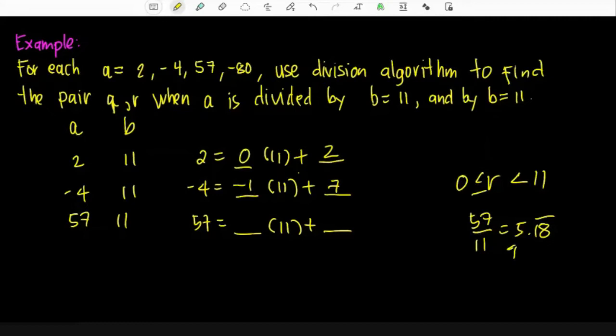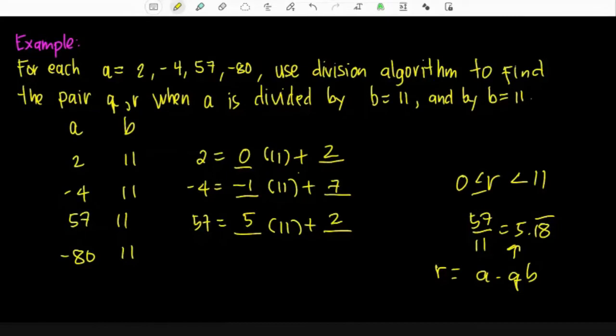So hindi naman mahalaga kung ano yung decimal. Ito yung mahalaga, 5. So kung parang positive, kunin mo yung 5. So 5 times 11, 55. So ano na lang yung kulang? That's 55. So, di ba ang R, remember, ang formula ng R is A minus QB. Gagawin mo lang, ito, minus ito. So, that's 2. Okay? O, ganun lang. Now, magkakaroon lang naman ng konting variation yung technique na to pag may negative na na-involved. Yan. At tingnan natin yung negative na involved.